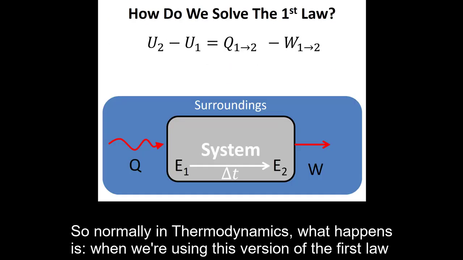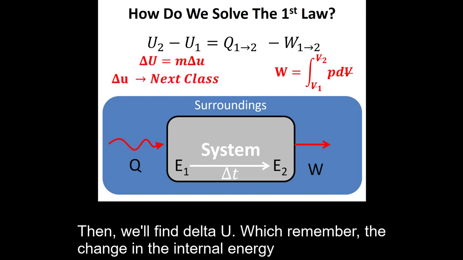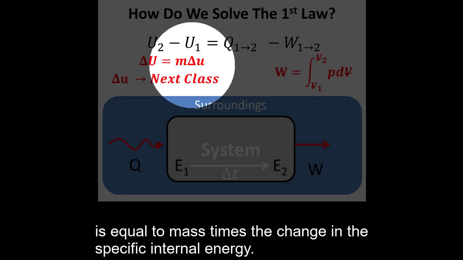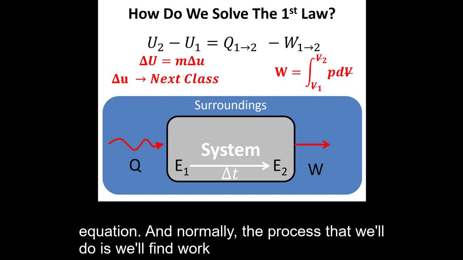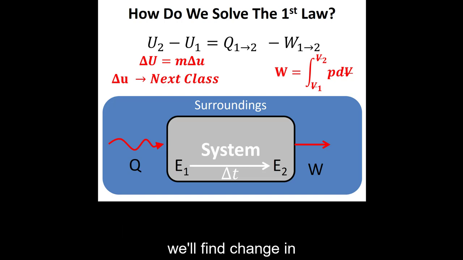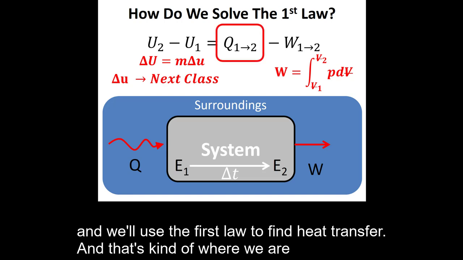So normally in thermodynamics, when we're using this version of the first law, we'll find the work as the integral of PdV. To do that, we need to know pressure as a function of volume. Then we'll find delta U, which, remember, the change in the internal energy is equal to mass times the change in the specific internal energy. And next class, we're really going to get into how we fix states, how we find those internal energies. But for now, we'll just leave this as the equation. And normally, the process is we'll find work, we'll find change in specific internal energy, so we can find change in internal energy, and we'll use the first law to find heat transfer.